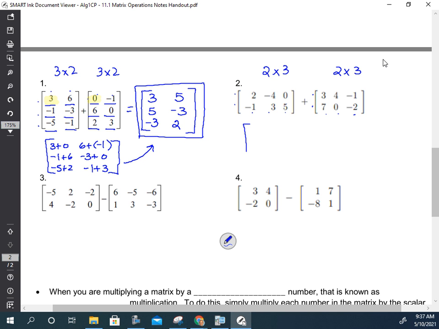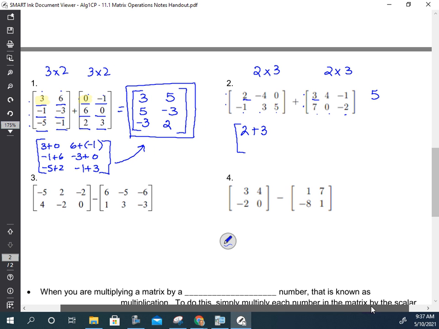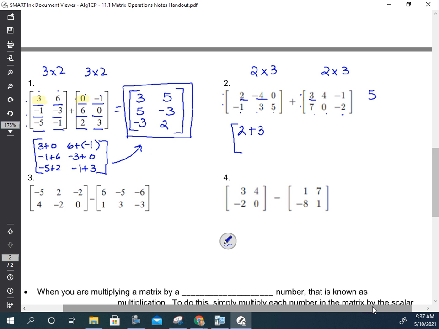So you have 2 plus 3, which gives you 5. -4 plus 4, 0. 0 plus -1, -1.